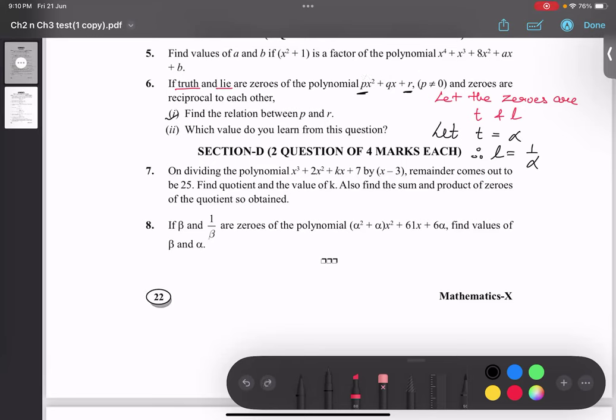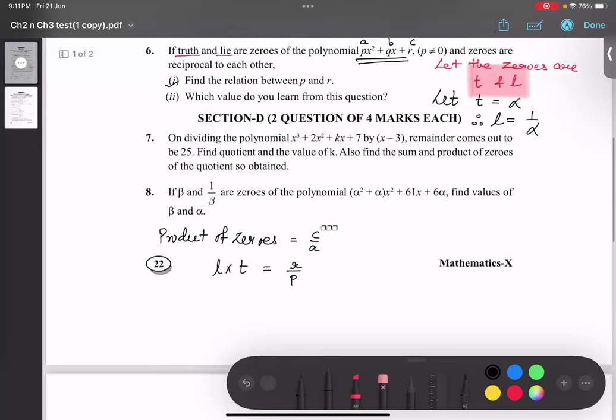Product. Very good. Because we know that the product of zeros is C upon A. And our zeros are L and T. So let me just write L multiplied by T equals C upon A. What is C in this question? R upon P. Understood? This is C, this is B, this is A.